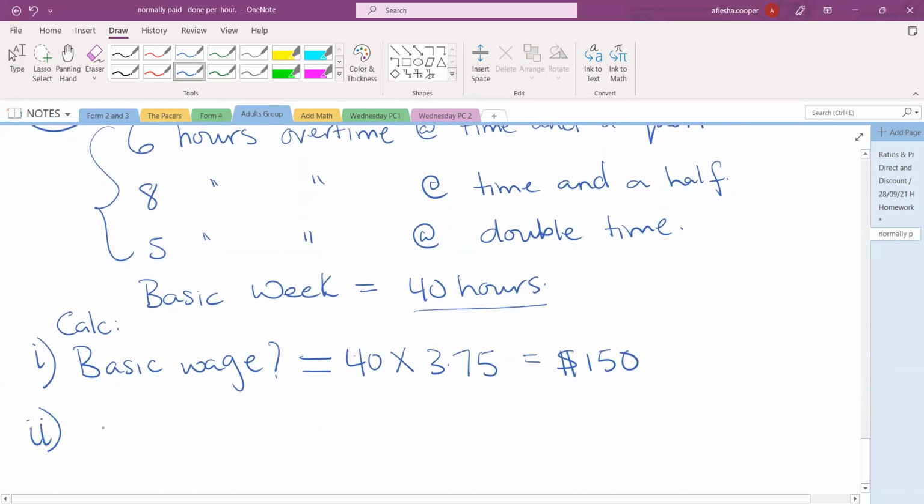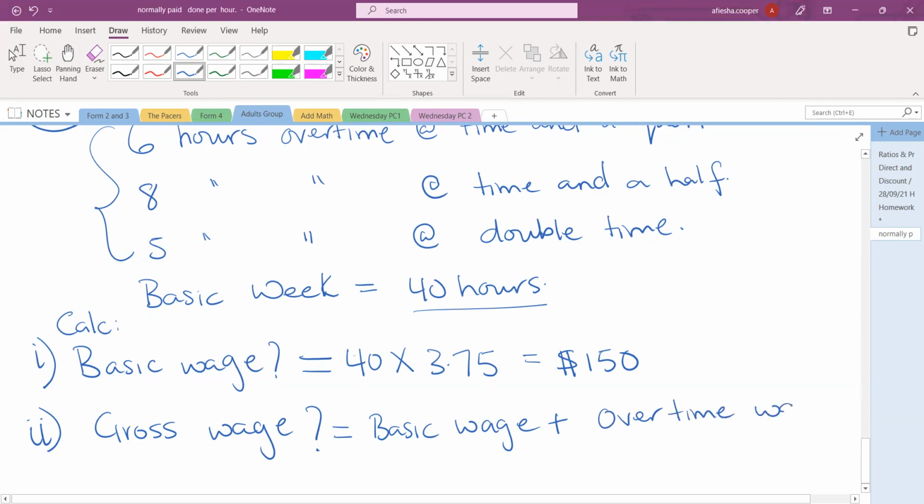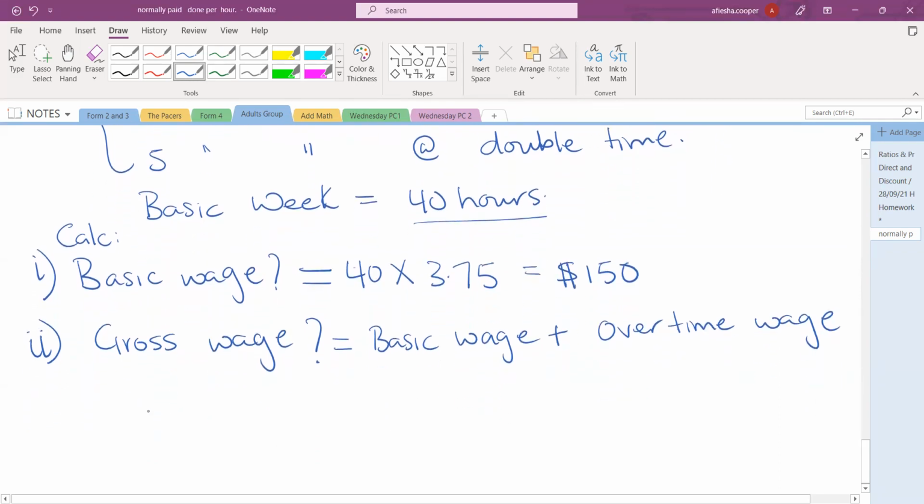Now they want her gross wage. Now remember, gross is your pay before any deductions. So they want at the end of her week, her basic wage plus her overtime wage. So we now have to work out, we already have the basic wage, we have to work out her overtime wage. Is there a fixed formula for this?